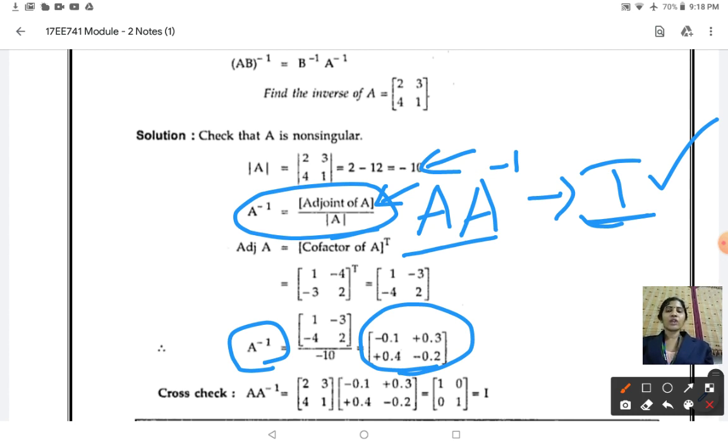Okay, so this is how you need to identify the inverse of any matrix. Thank you, students.